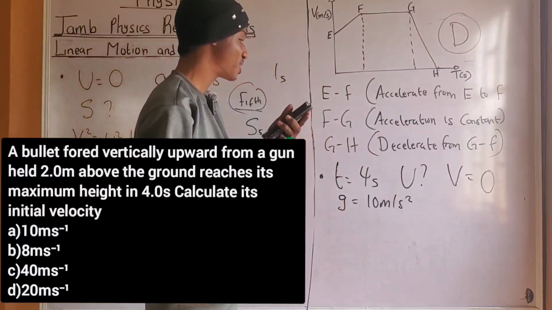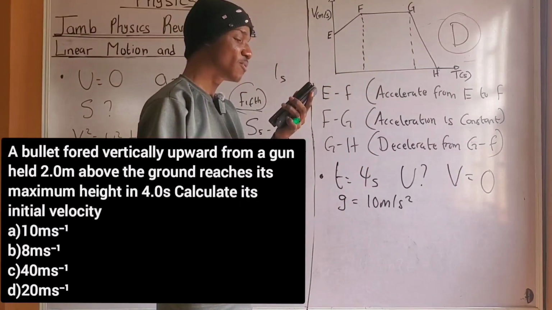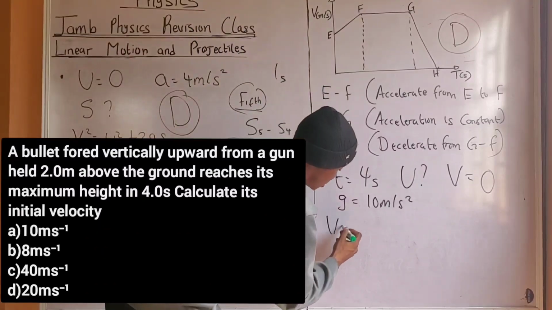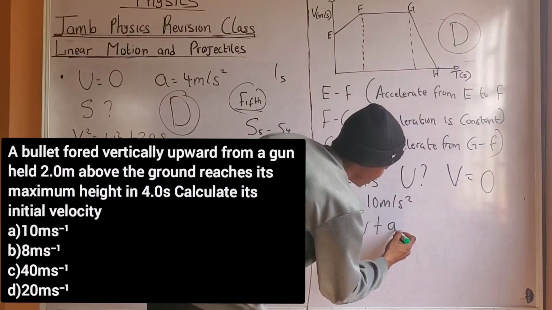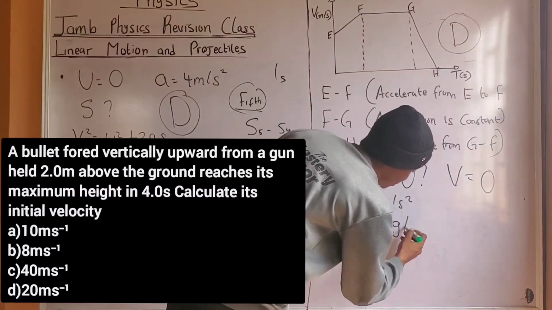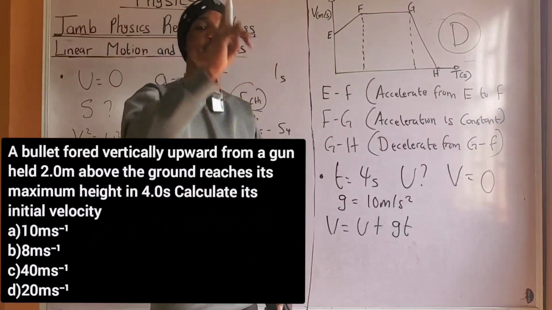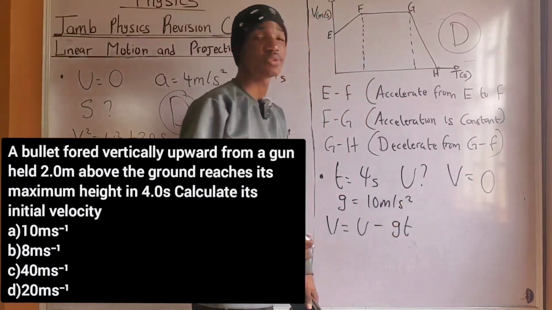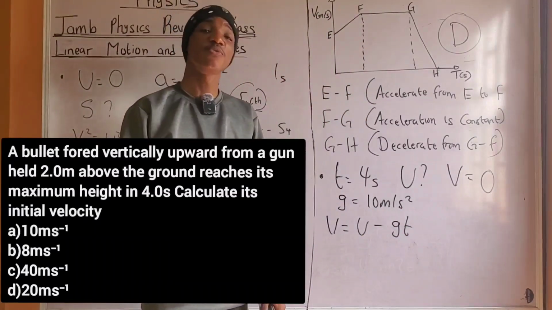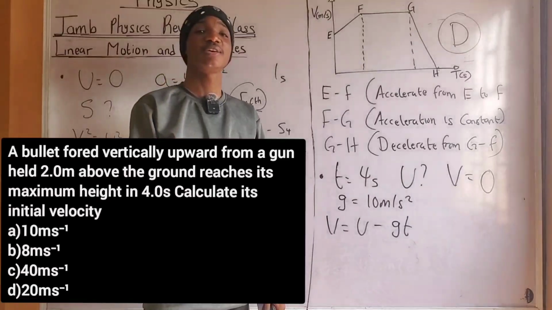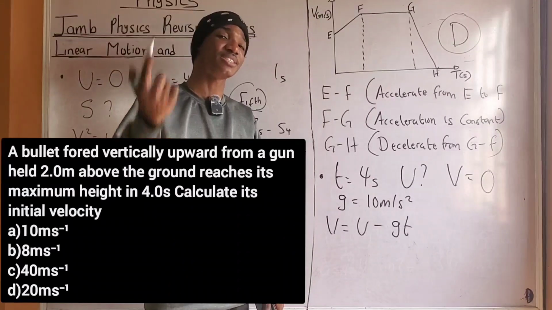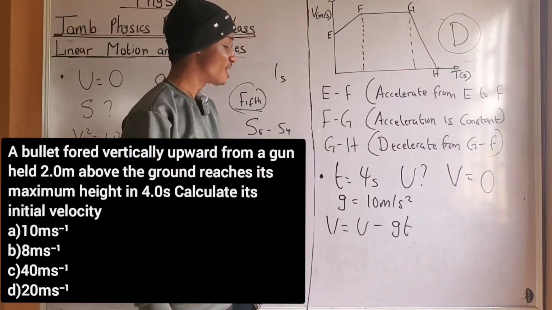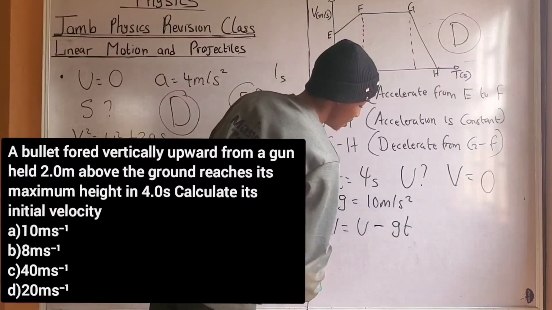Based on the information that we are given, which of the equations of motion are we going to use? We are going to make use of v equals u plus gt. Now, because the bullet is moving against gravity, the value of g will be negative. Are you getting it? We're going to have negative here. It is moving upward. Gravity is a force that makes an object come down. So it is moving against gravity. So therefore, the value of g will be negative.